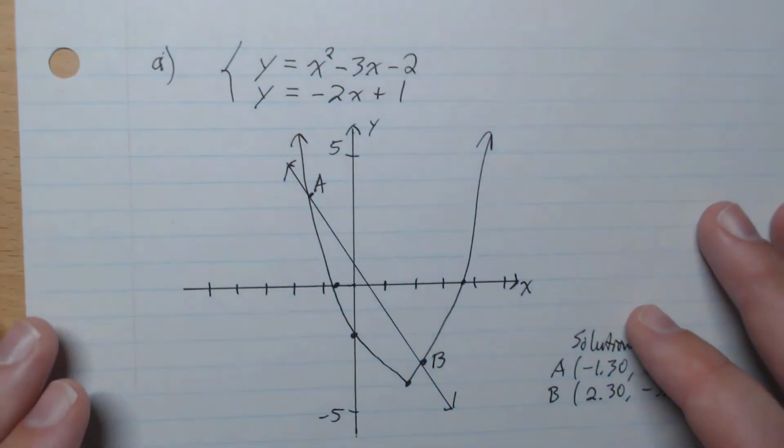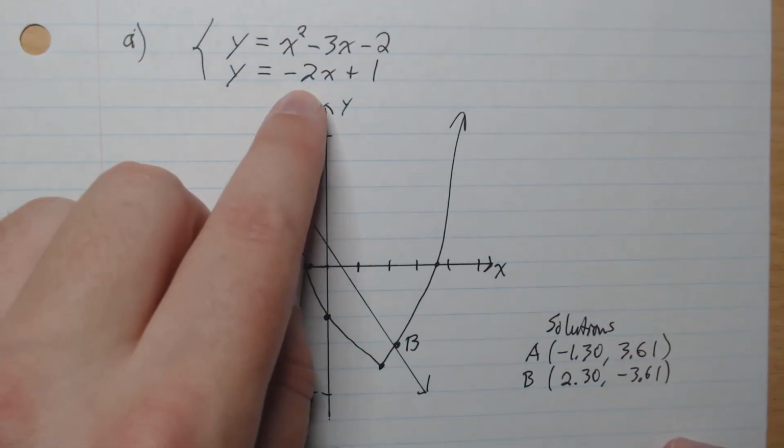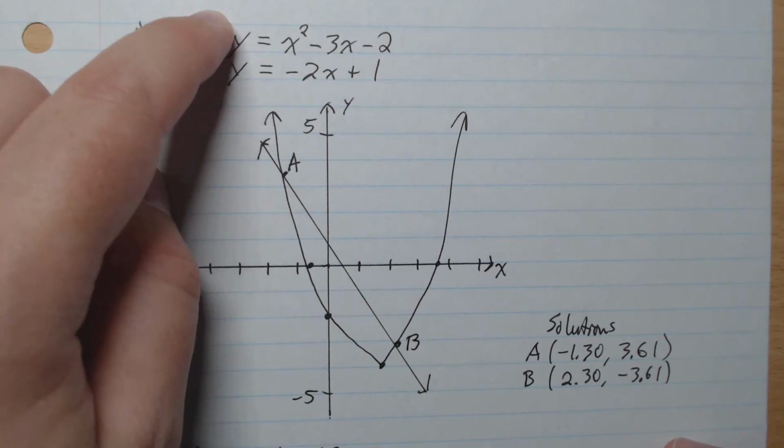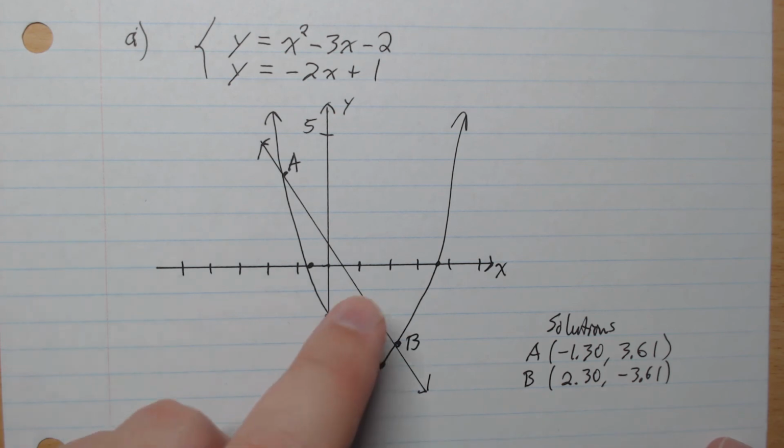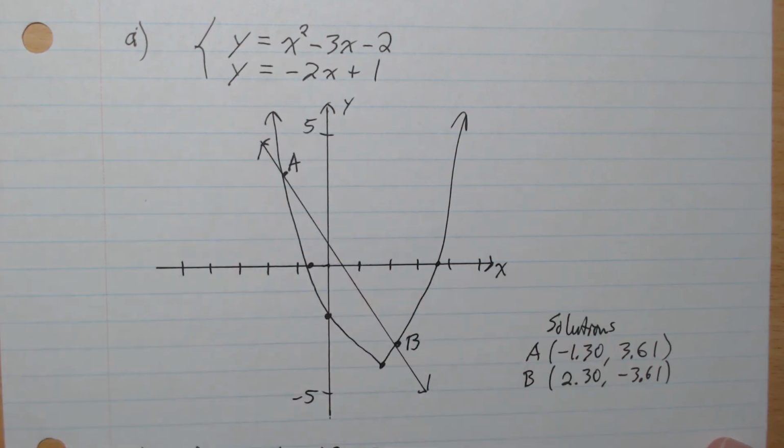Okay, we're back. So we have our linear function and our quadratic function like that. These are the intersection points, A and B. A is negative 1.30, comma 3.61, like that. That's our A value. B, 2.3, right? So we go 1, 2, and a little bit to get B. Negative 3.61, 1, 2, 3, and a little bit to get that. And so that is our first graph.